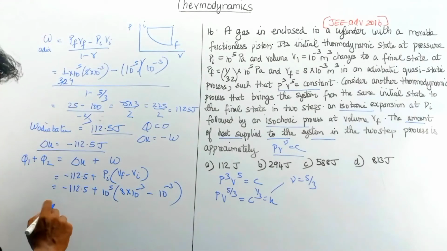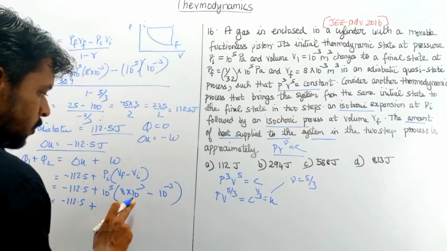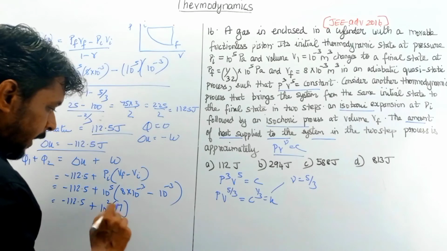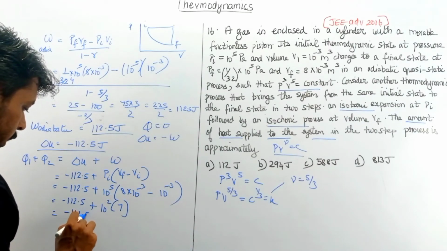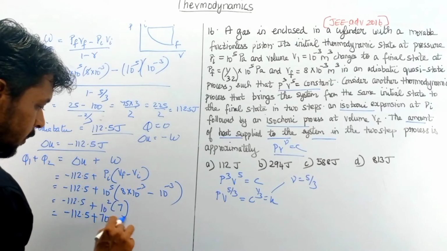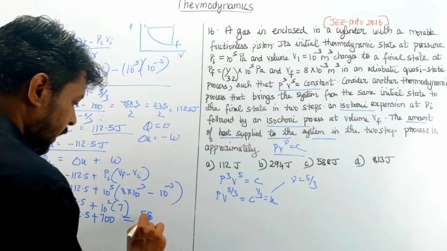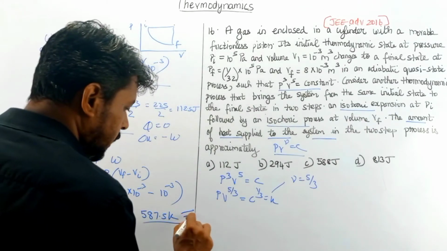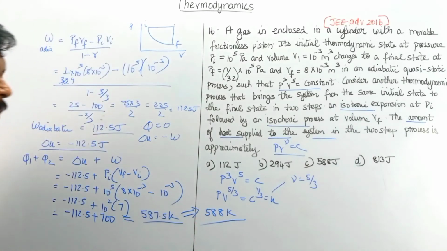Okay, so when you take 10 power as common, you will get 112.5 plus 10 power minus 3 times 10 power 5, which is 10 square into 7, since 8 minus 1 is nothing but 7. So this is 112.5 plus 700, and approximately you will get 587.5, which when you round off is 588.